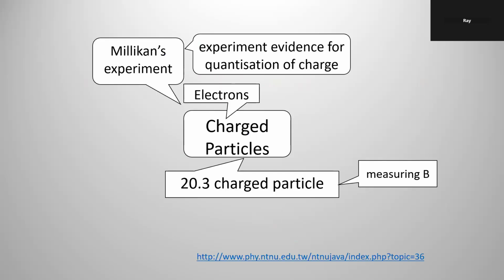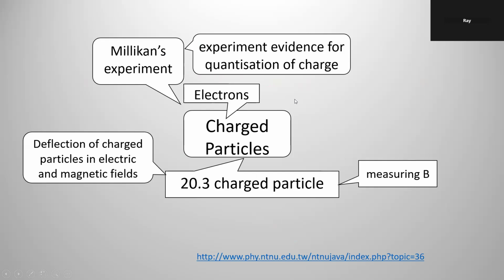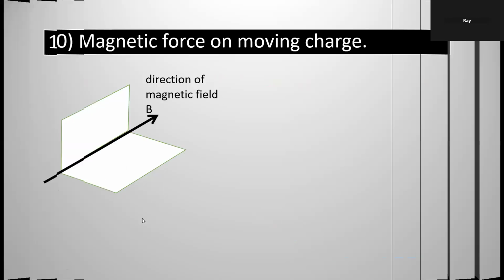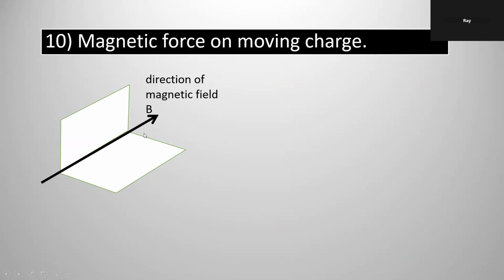Okay, 20.7 charged particle. We are using another method for measuring the charged particle, which can be an electron. Millikan's experiment, evidence of quantization of charge, deflection of charged particle in electric and magnetic field, velocity selector using E and B field. Okay, magnetic force on moving charge.